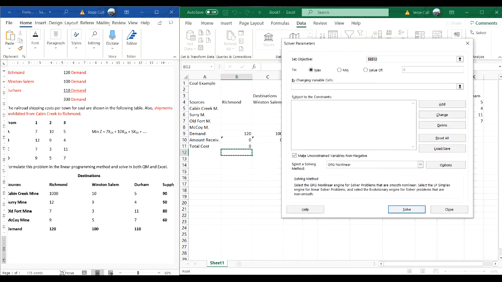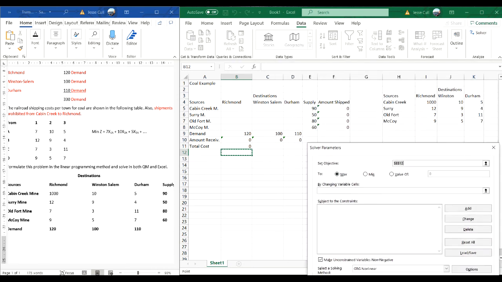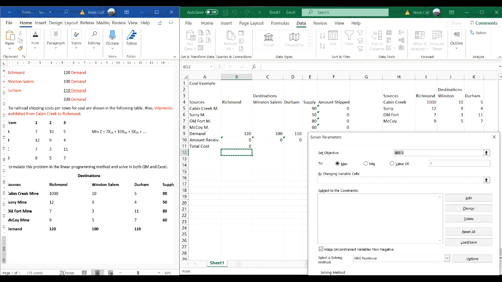So this is a little big, one second. Oh, I can't minimize it. So our set objective is not B12, it is B11. As always, because it's a transportation, maximizing is impossible. We have to minimize. Changing variable cells. This is where we enter our first array, the array that the computer will find for us.